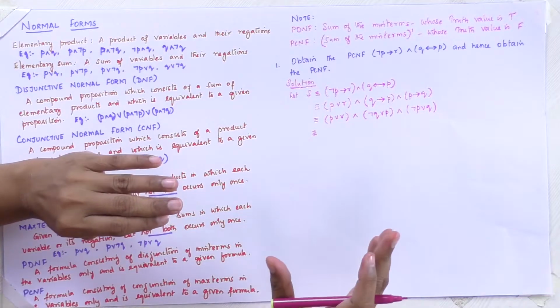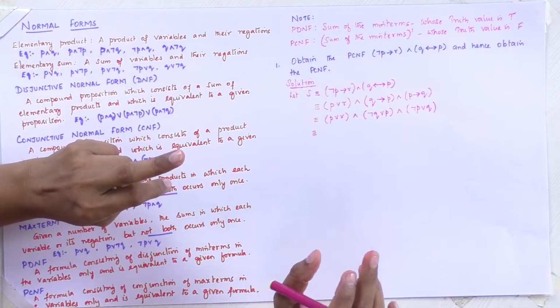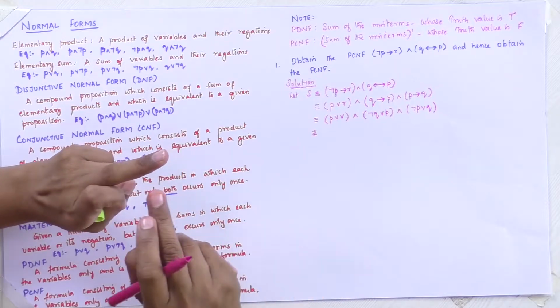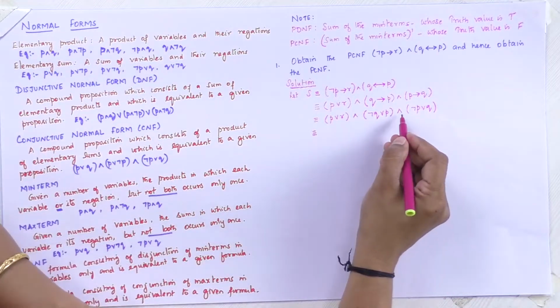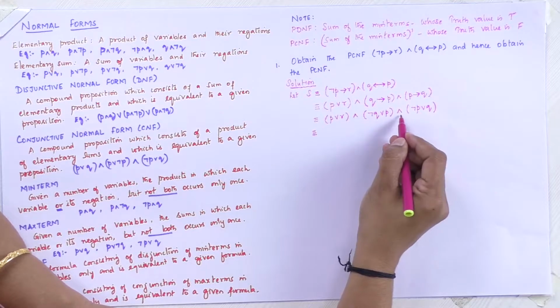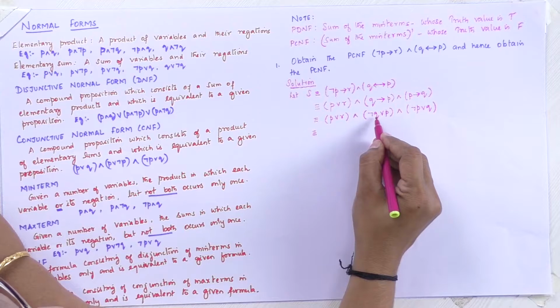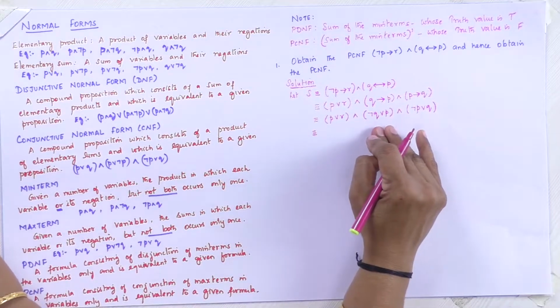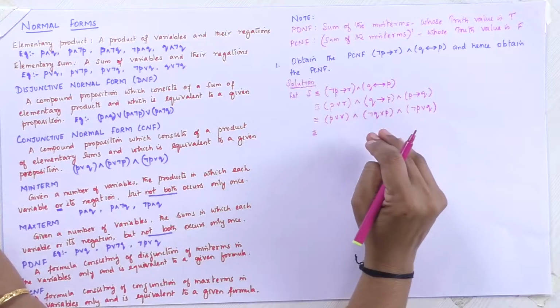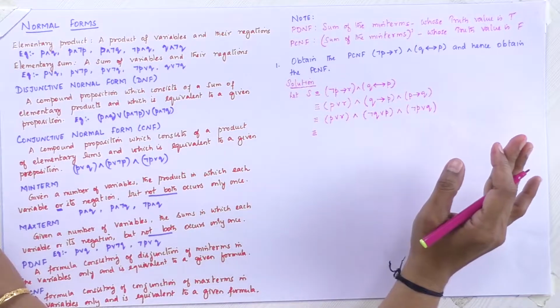So a conjunction of the max terms: your main connective must be AND, and in between you should have OR, right? So the main connective is AND here, fine, that is good. Within the parenthesis I have OR. This is conjunctive normal form, but it is not principal conjunctive normal form.